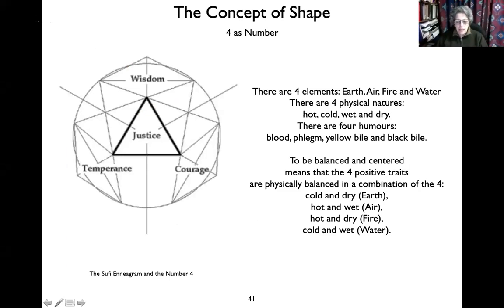But these are easier terms; those are kind of Latin terms. To be balanced and centered means that the 4 positive traits are physically balanced in a combination of the 4: cold and dry earth, hot and wet air, hot and dry fire, cold and wet water. These are shown here, where we want to be on the circle to be balanced. And these are the 4 virtues of wisdom, courage, temperance, and justice.